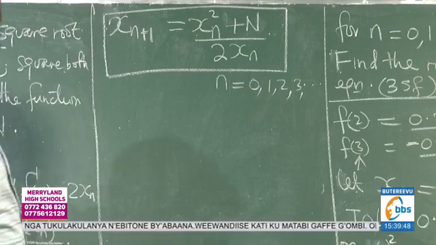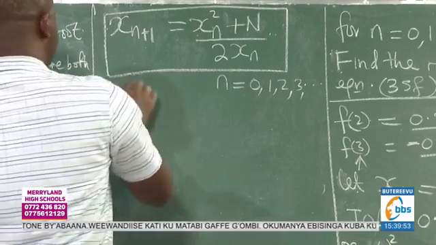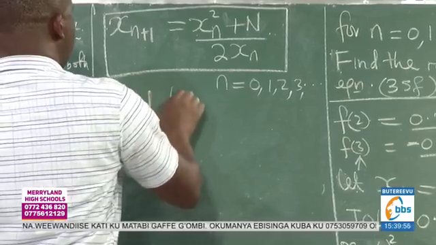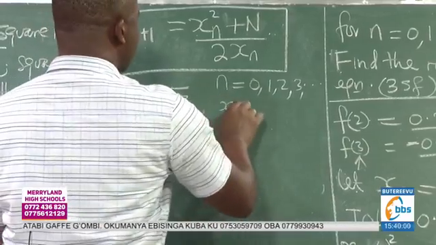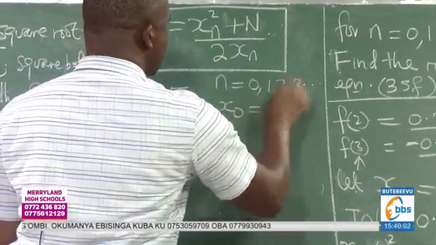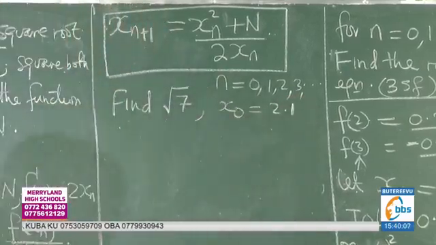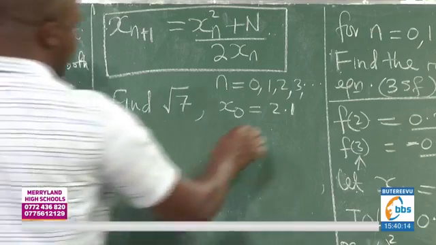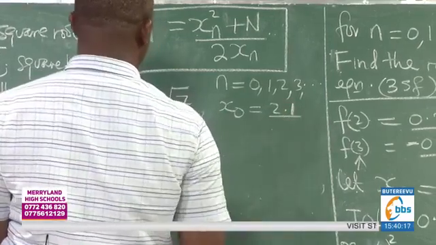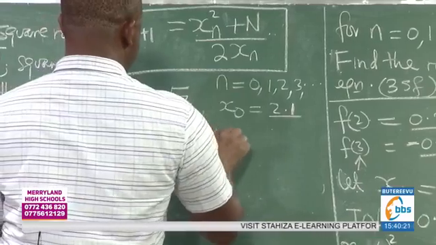They go ahead to tell us to find the square root of 7, given that x naught is 2.1, and they want us to write our answer to 2 dp's. When they talk about 2 dp's, it implies that our error is going to be 0.005.